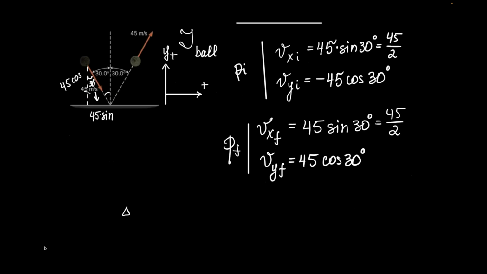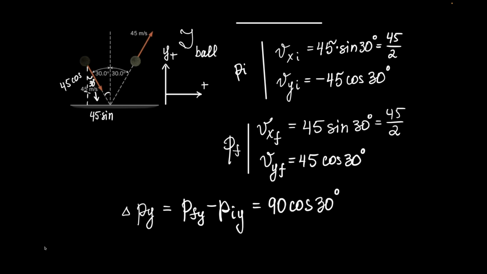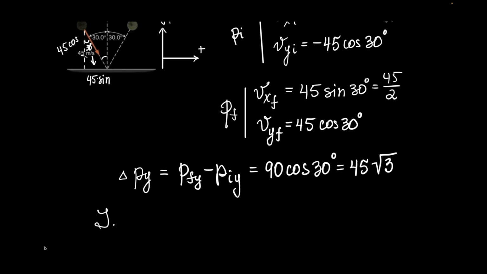Then what is my change in momentum in y? If I am looking at my final momentum y minus initial momentum y, then I'm talking about 45 cosine as a positive minus 45 cosine that was negative to begin with. So obviously I'm going to have 90 cosine of 30 when I add them together, and that is 45 roots of 3. Remember, change in momentum equals impulse. What we found is the impulse applied to the ball. It's 45 roots of 3 newton-seconds in the upward direction.